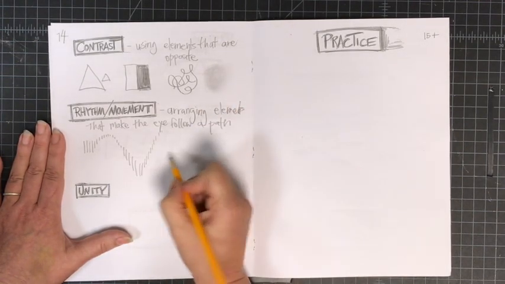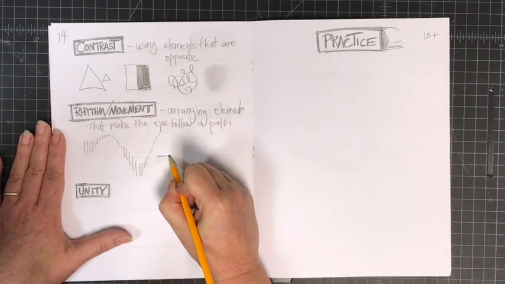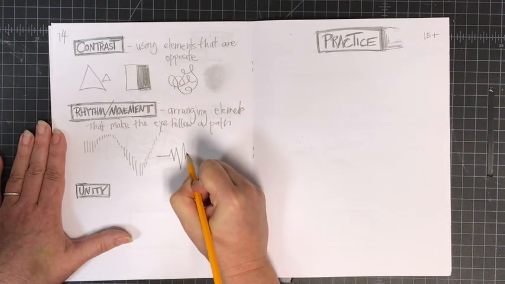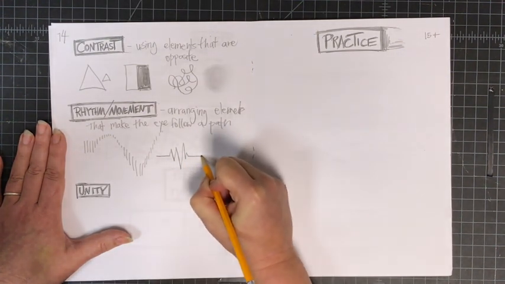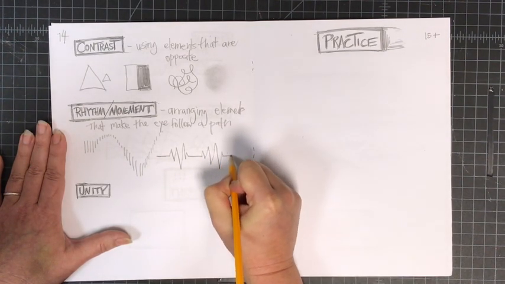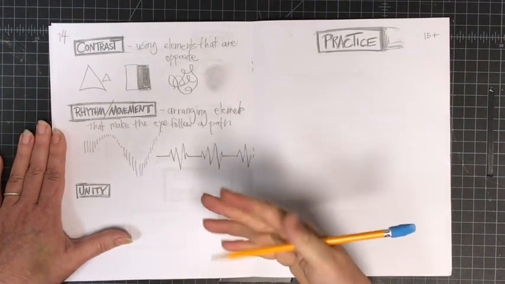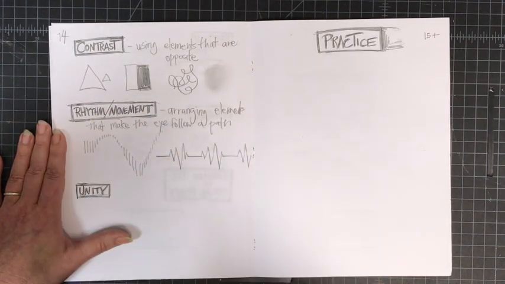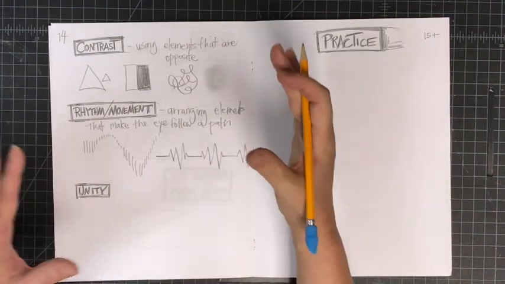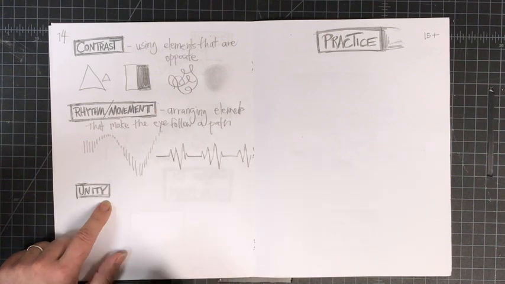Or it could be something like a heartbeat monitor, where you have the flat line and then you've got the heartbeat, and then you've got no movement, movement, no movement, movement. So there's a lot of ways to symbolize rhythm and movement through the use of lines and shapes. And then finally, when all of these things work together, you have unity. That is your ultimate goal.